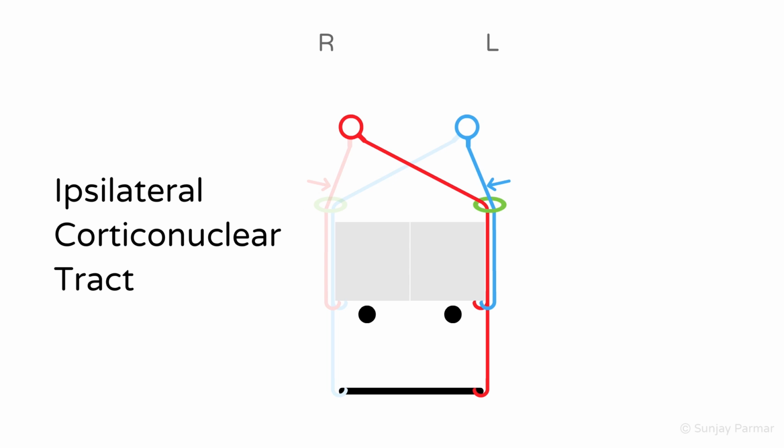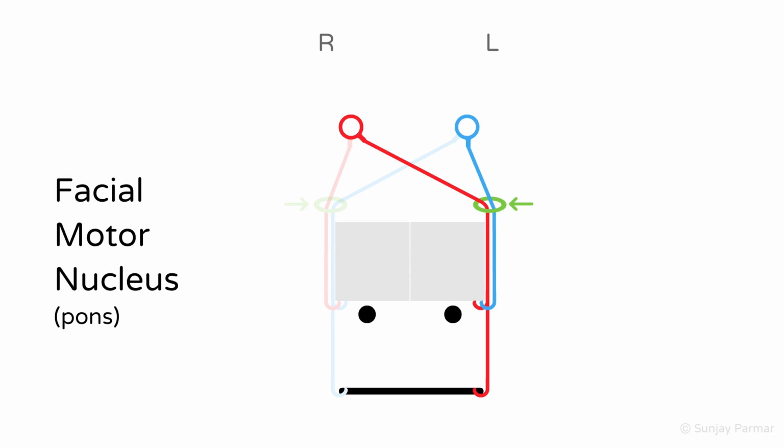Looking at the analogy, you can see each side's motor cortex sends ipsilateral and contralateral corticonuclear tracts to the facial motor nuclei, which is shown by the green circles. The facial motor nucleus is found in the pons. After the ropes pass through the green circle, they represent the facial nerve. In reality, once the upper motor neurons of the corticonuclear tracts synapse at the facial motor nucleus, they send lower motor neurons that go to the facial muscles. For analogy purposes, this has been shown as continuing pieces of rope.